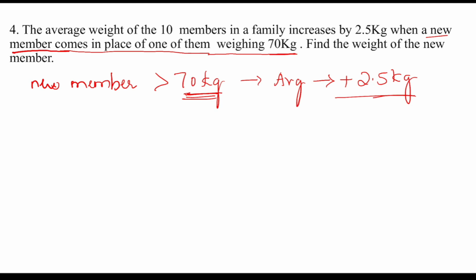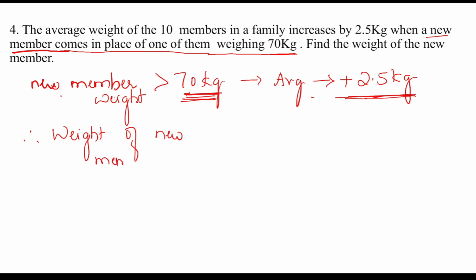So since he is replacing 70 kg and the average is increasing by 2.5 kg, hence the new member's weight should be greater than 70 kg, then only the average will increase, isn't it? Therefore the weight of the new member should be greater than 70 kg, isn't it? So 70 plus, how much greater should it be?